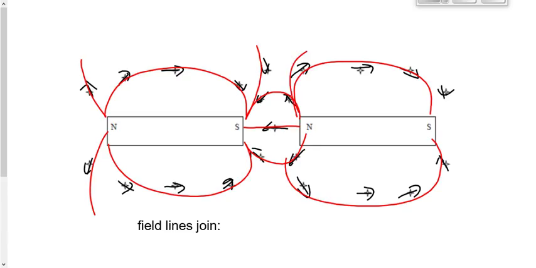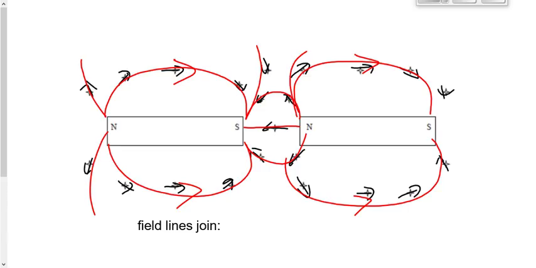Once again, the field lines are pointing away from the north toward the south, like this. What do you notice about those field lines in between the north and the south of those two magnets? Yeah? It still goes from north to south, but it goes from one magnet to the other. Good, perfect. It still goes from north to south, but it's not going from the north of one magnet to the south of the same magnet. It's going from the north of one magnet to the south of the other magnet.